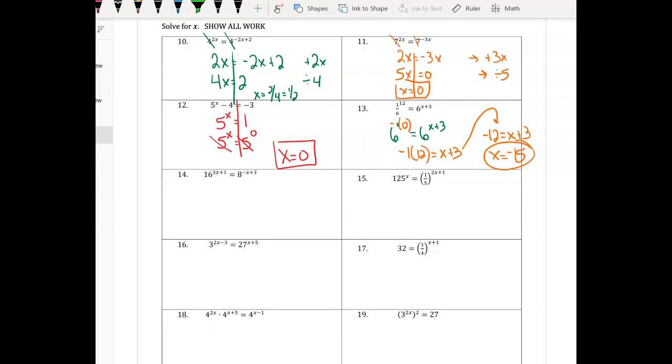My next row, what row holds both 16 and 8? And that would be a 2. So 2 to the 4th power is 16. 2 to the 3rd power is 8. Put those original exponents in parentheses. And now we can take 4 with 3x plus 1, set it equal to 3 with negative x plus 3, and then I'll distribute.